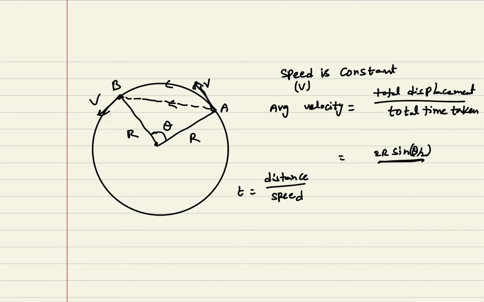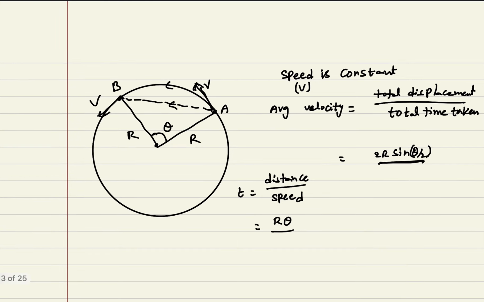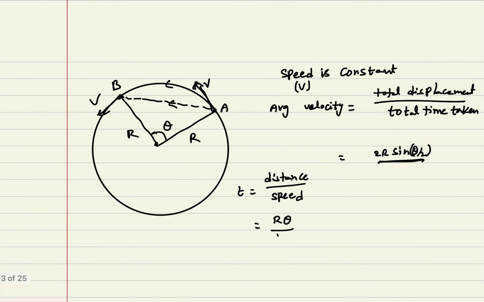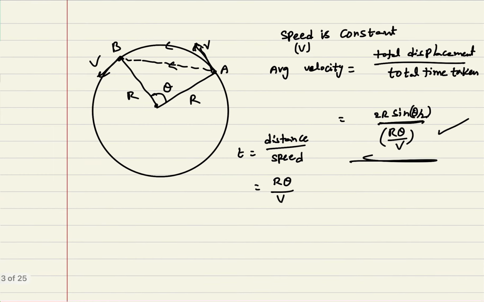What is the distance divided by speed? What is the distance covered? You can write r into theta. Whatever angle is there, like 60 degrees, 120 degrees, 150 degrees, you can convert it into radians. Speed can be written as v. So we use the relation r into theta divided by v. That is the time value. As per the question, we can follow that.